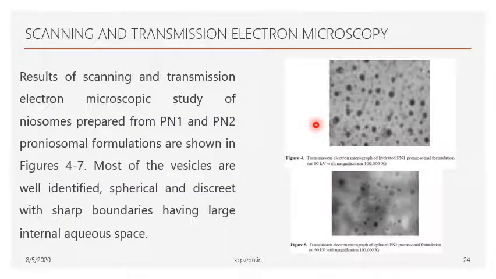The next images are scanning and transmission electron microscopy images. From this result, you can see that there are no aggregations, and all the vesicles are spherical in shape with sharp boundaries and large interior spaces. You can see there is a lot of space, and there is no aggregation. The particles are individual in nature. So this is PN1, and the second image is the PN2 formulation.